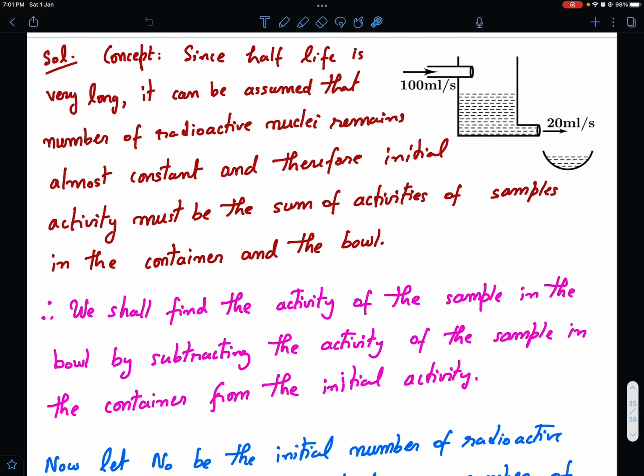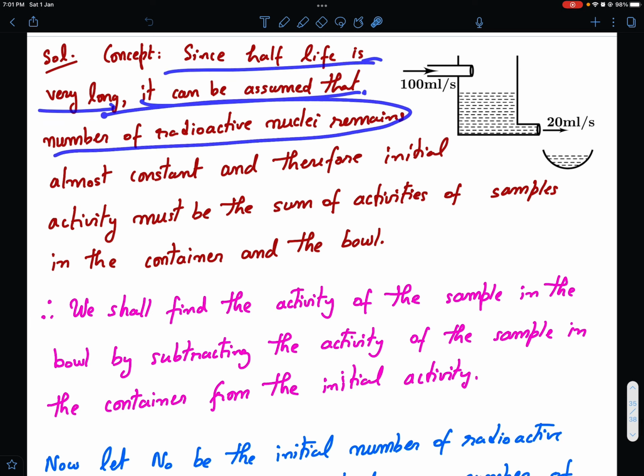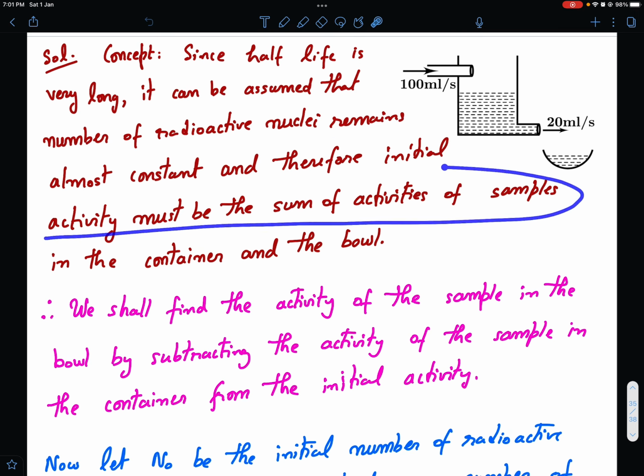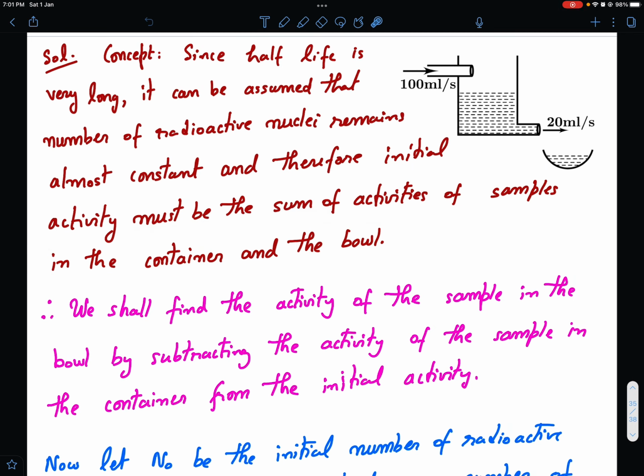So what's the concept here? Since the half-life is very long, it can be assumed that the number of radioactive nuclei remains almost constant, and therefore the initial activity must be the sum of activities of the samples in the container and the bowl. So how to understand this? Let us say half-life is 10 to the power 23 years. Normally uranium has something like 10 to the power 8 years or 7 years, but just for argument's sake, let's say half-life is about 10 to the power 23 years.